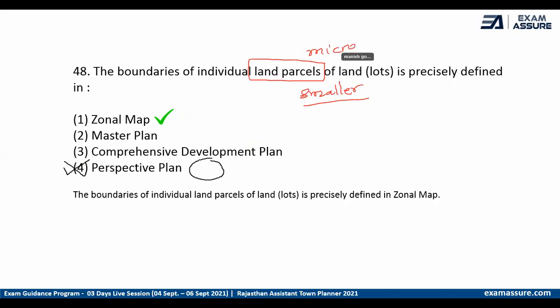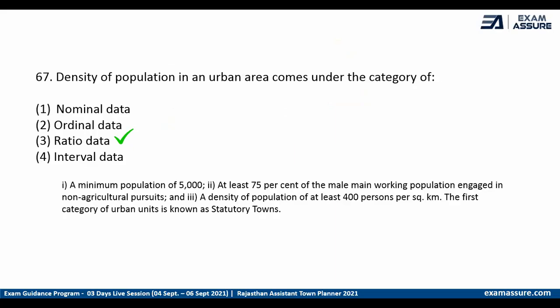Comprehensive development plan also doesn't have it, and master plan level तक भी आपको ये detail नहीं मिलती है. Zonal plan जहाँ पे एक particular zone, for example दिल्ली का zone है और zone कोई सा भी zone है, then you have each and every parcel का micro level पे आपको boundaries मिल जाती हैं. ठीक है, so anyways the options in this were pretty easy. बाकी सारे बहुत broad थे और ये zonal map ही हमारा एक सबसे lowest level पे था. ठीक है, so let's go to the next question.